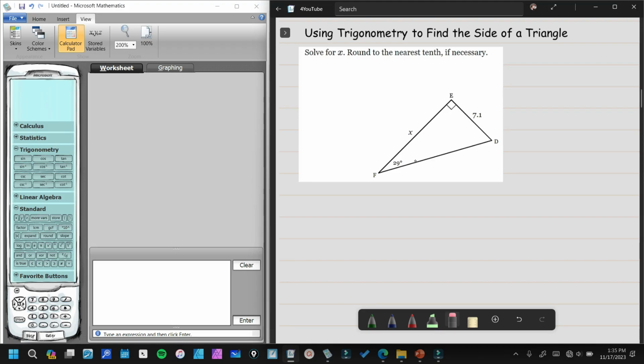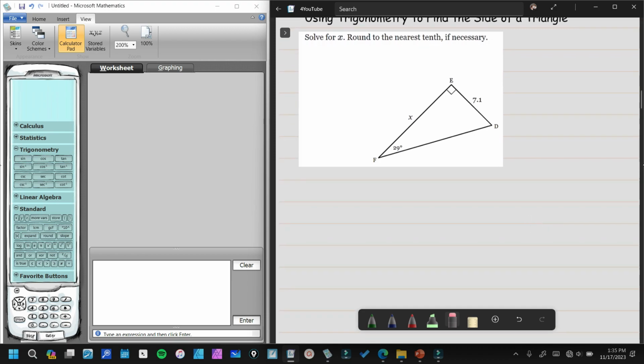Hello everyone, this video is about finding the measurement of a side of a right triangle using trigonometry. So here we have this problem. We need to find the value of x, which is side EF.